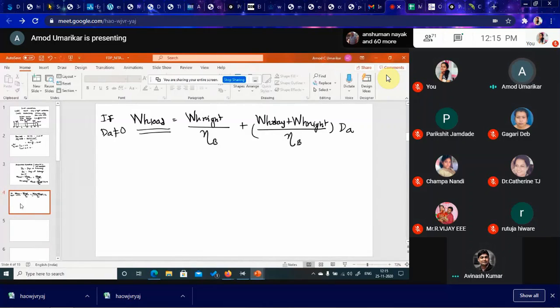So what will be the ampere hour of the battery? WH load divided by the voltage of the battery. Okay, so this is ampere hour of the battery.